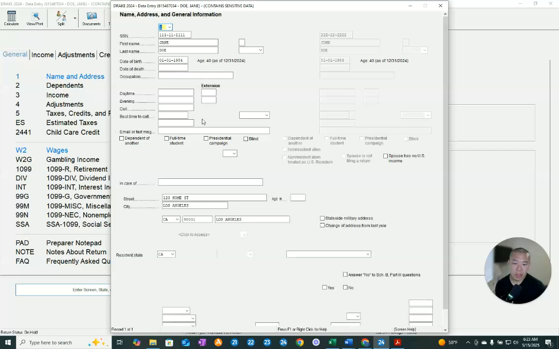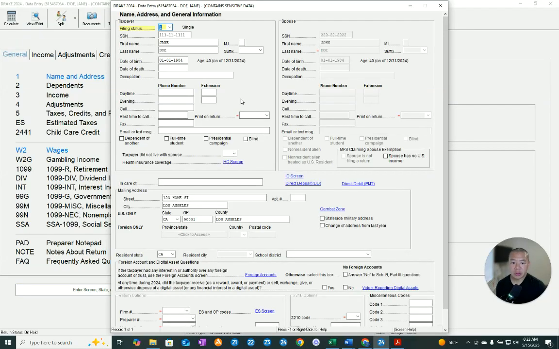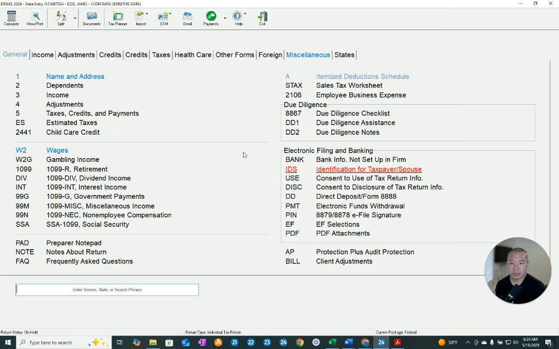I use Drake. So here I've already entered in their basic information: their name, social security number, birth date, home address, and state of residency. And in this scenario, they are single. This information should come from their previous tax return, or if you haven't, from a filled-out organizer.